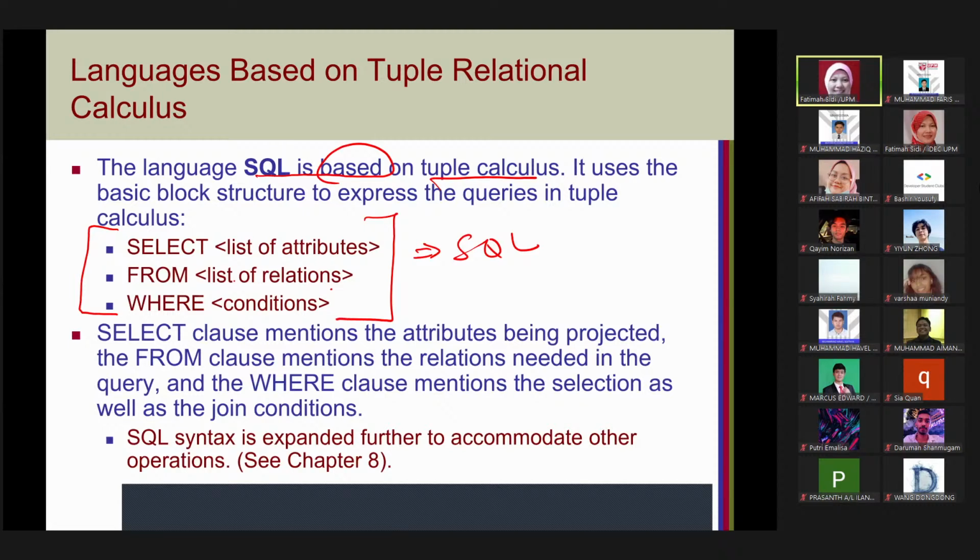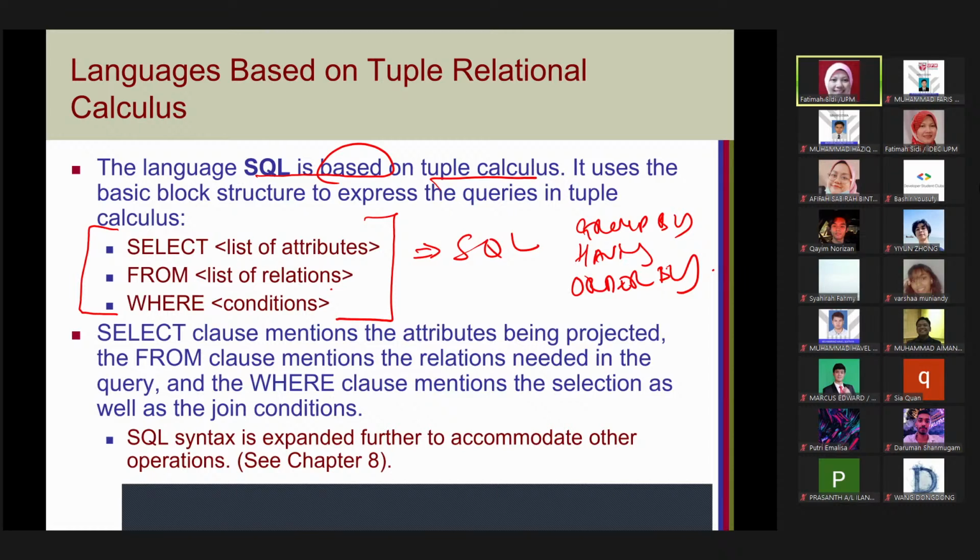So apart from select, from, where, we have the advanced clauses, right? Where we have group by, having, and another one is order by. This is the syntax of the expression of the SQL basic block structure.